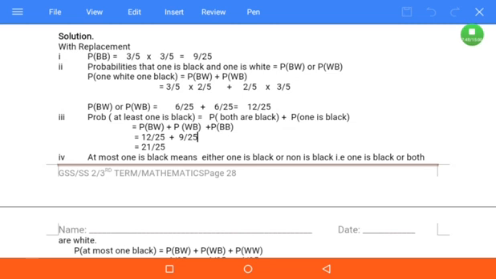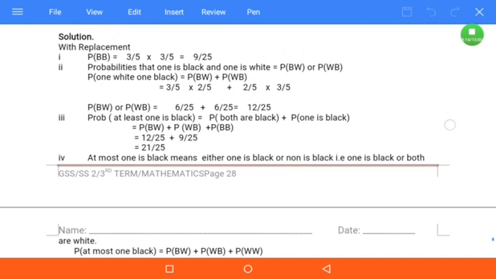So at most one is black means either one is black or none is black. Unlike at least, where either one is black or they are both black. But here, one is black or none is black. Now if one is black, that's black white or white black, or none is black, which is white and white, because 2 are chosen, so both must be white. So you've done one black and one white in number 2.